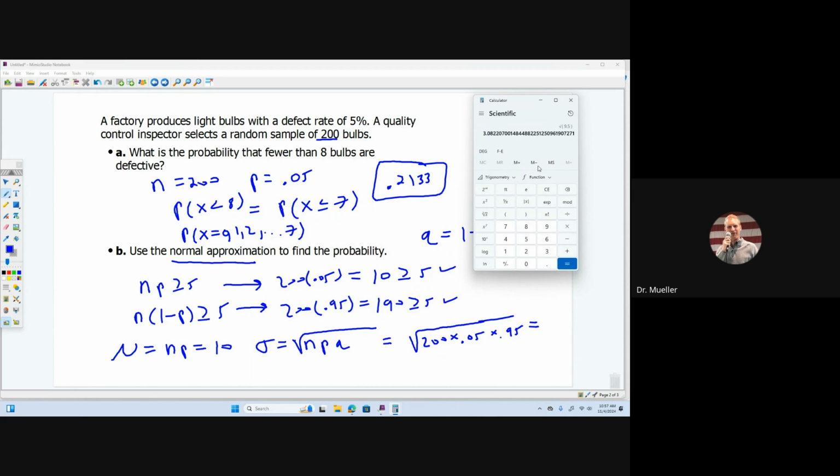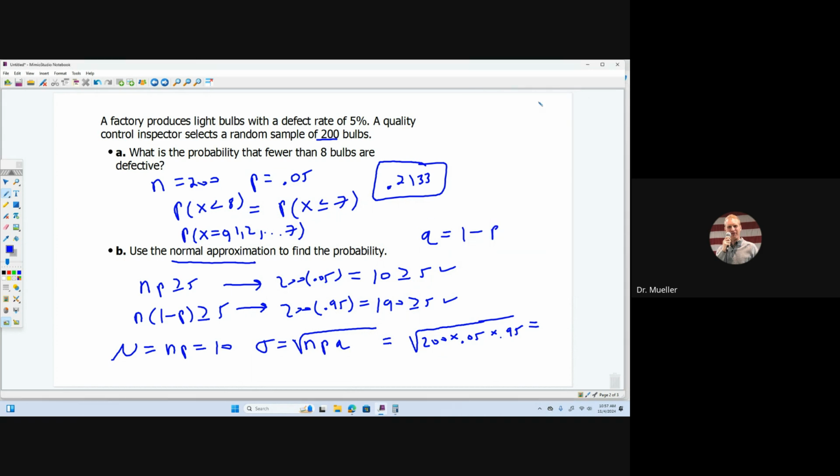(9.5), but then we have to take the square root, we get 3.1. So now we have the mean is 10, and the standard deviation is 3.1. Now in this case, we're looking for the probability that's fewer than 8.